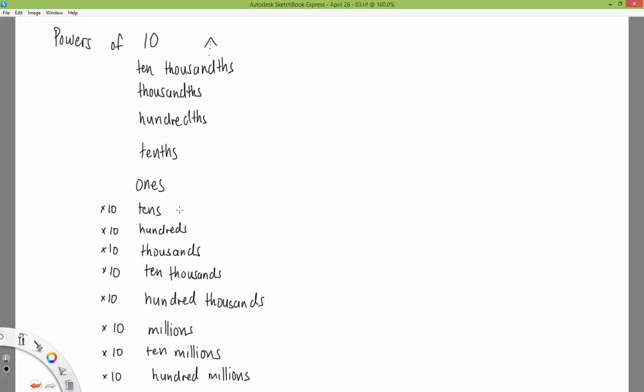Okay, so you take one step, that's multiplying by 10. You take 2 steps down, that's multiplying by 100. You take 3 steps down, that's multiplying by 1,000, and so on.